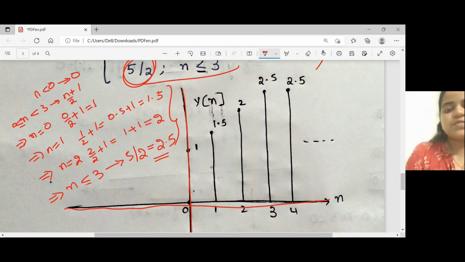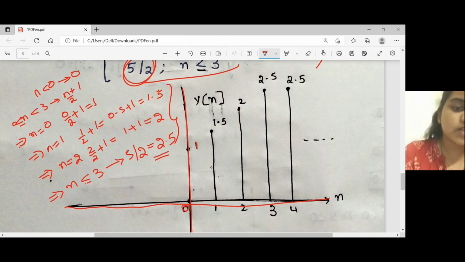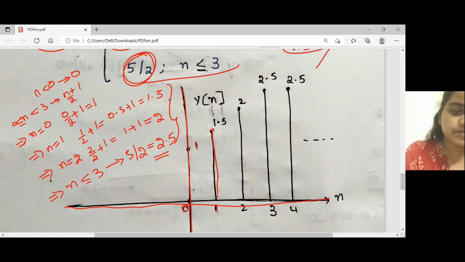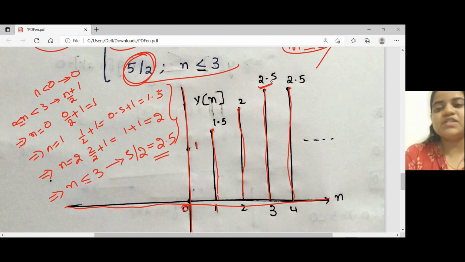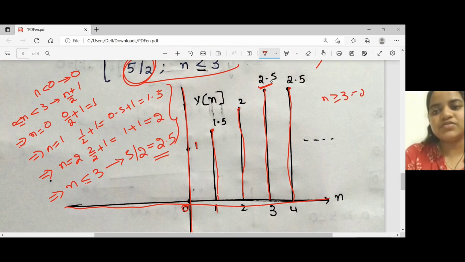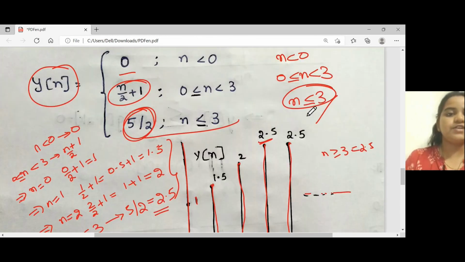Using these values, let's plot the graph now. As we can see, at the value 0, the value is 1. At 1, the value is 1.5. At 2, the value is 2. At 3, the value is 2.5. And at 4, the values for n greater than or equal to 3 are equal to 2.5. So it continues like this. So that's the final answer. The y function is this.